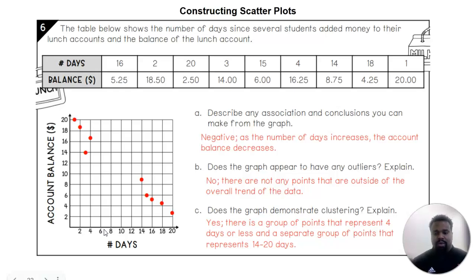And if there's clustering. Clustering means that there's a gap in your data, meaning you have a group of points on one end of the graph and then a group of points on another end of the graph, and there's a gap in your graph. And so if you're able to do that, then you're on the right track in regards to constructing and being able to analyze scatter plots. So I hope this helps with understanding constructing scatter plots.